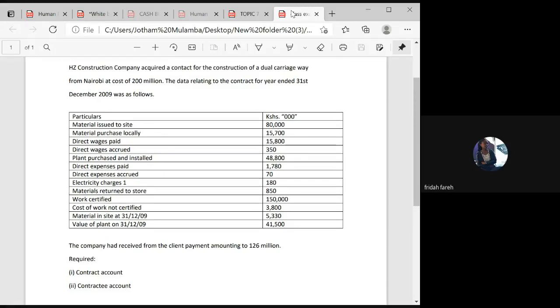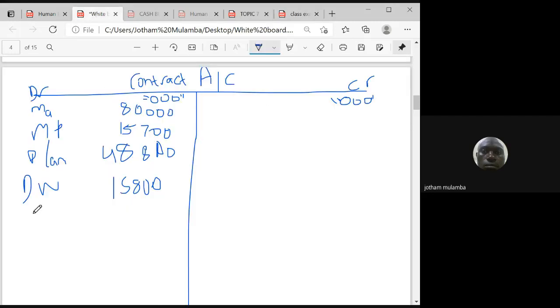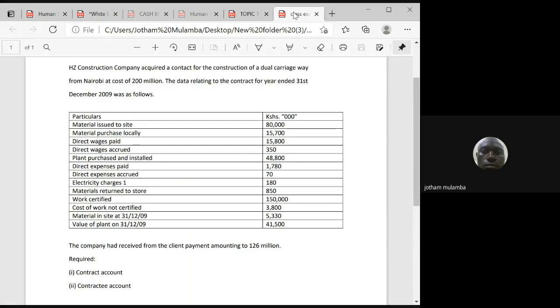Direct wages accrued. How much? 350. The next transaction. Another transaction.